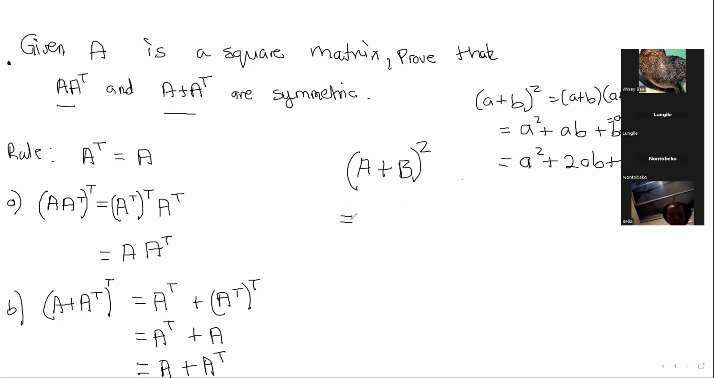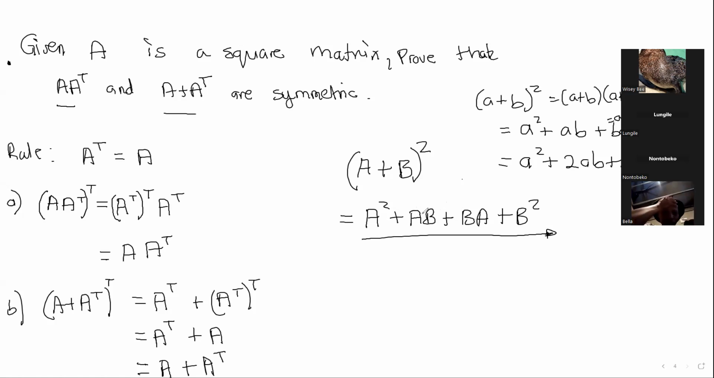But when it comes to matrices, this becomes A squared plus AB plus BA plus B squared. And that's your answer. You can't say it's 2AB, because if you have matrices A and B and you multiply them like this, you're going to get a different answer to when you have B on one side and A on the other. That's only when you're multiplying, but when you're adding, you can just move things around.